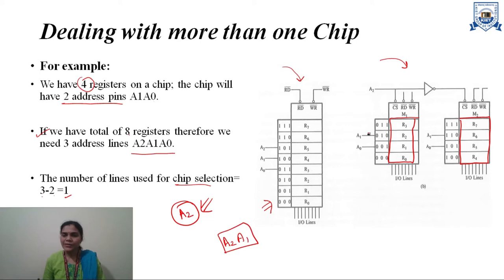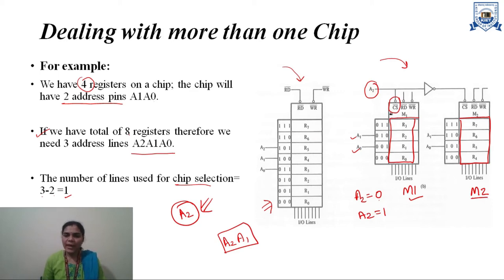Here, as you can see in this image, 2 address lines are being used to decode one of the 4 registers, whereas A2 is being used for chip selection. We have active low chip selection. When A2 equals 0, the chip M1 will be selected. And when A2 equals 1, then chip M2 will be selected.